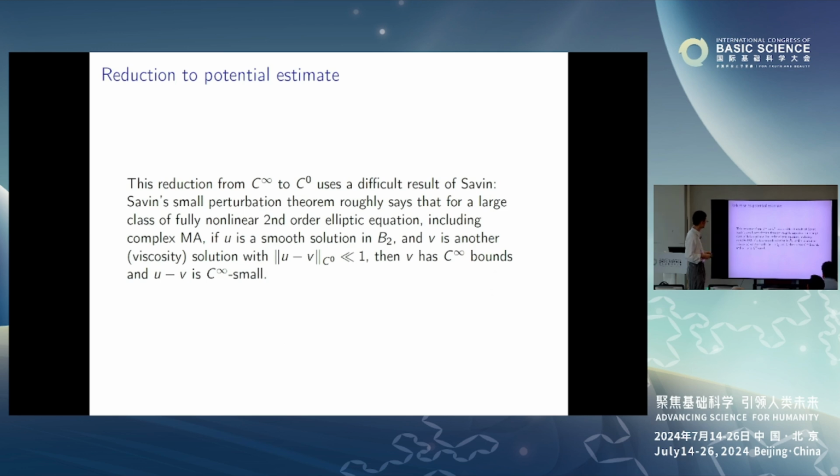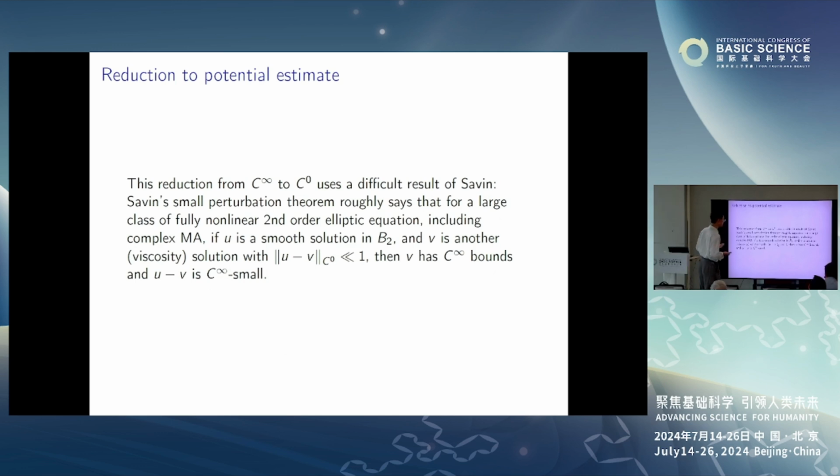Now, the main theorem that we use to reduce from the C infinity estimate to the C0 estimate is a rather difficult result of Savin, which people call the small perturbation theorem. And the flavor of this theorem is that for a large class of fully nonlinear second-order equations, including the complex Monge-Ampère equation relevant for the Calabi-Yau metric, if you have a smooth solution and another solution you want to understand, which you only know is C0 close to the given solution, then you can in fact bootstrap from C0 to C infinity. So this is called the small perturbation theorem because it turns out that the two solutions are C infinity small perturbations of each other.